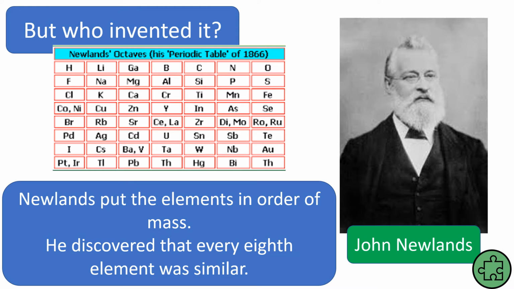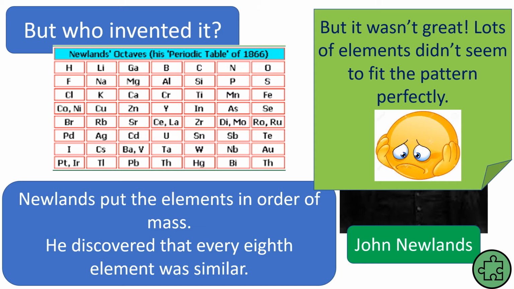He's starting to see a pattern, and John Newlands was the first person to discover that it appeared that every 8th element was similar, and so he put them into octaves, so oct meaning 8. He put them into groups of 8, so every 8th element had something in common, and he called this the octaves rule. Now, unfortunately for John Newlands, it wasn't perfect. Some of the elements fit, but some of the elements didn't really seem to fit that pattern perfectly.